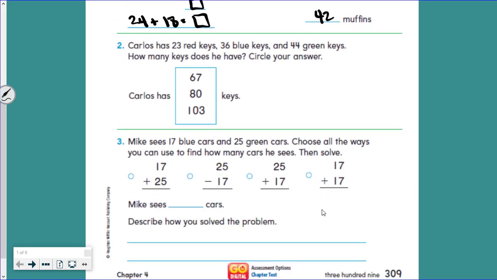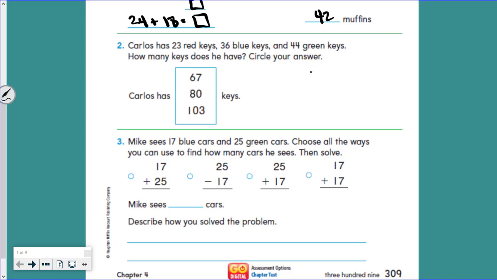Number 2, Carlos has 23 red keys, 36 blue keys, and 44 green keys. How many keys does he have? Circle your answer. So go ahead and pause your video. Show your work over here on your paper. Circle your answer. Go ahead and pause.